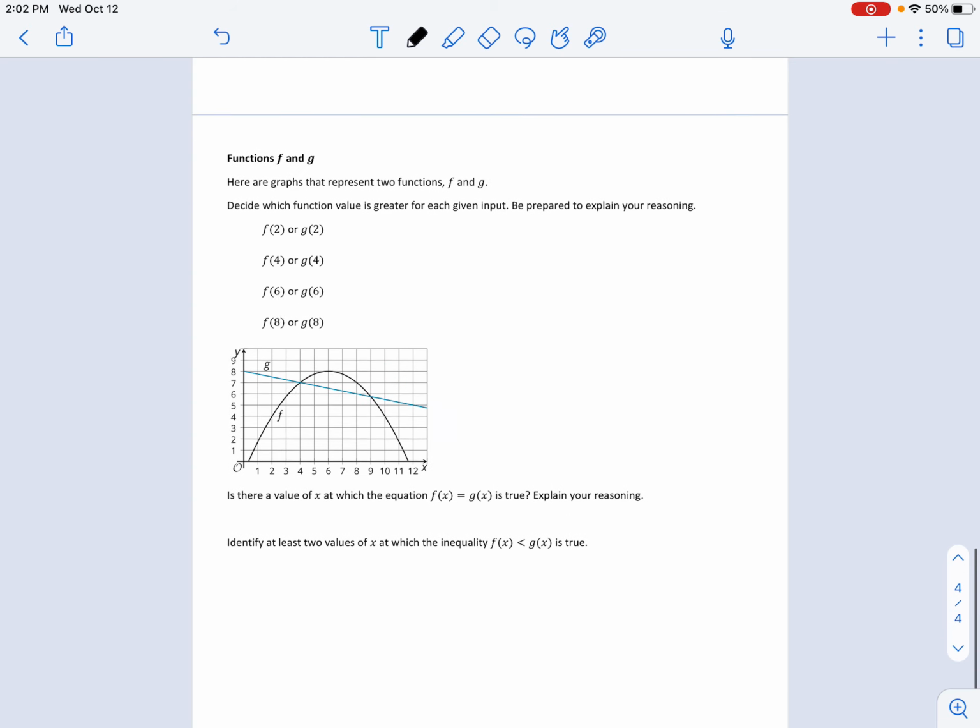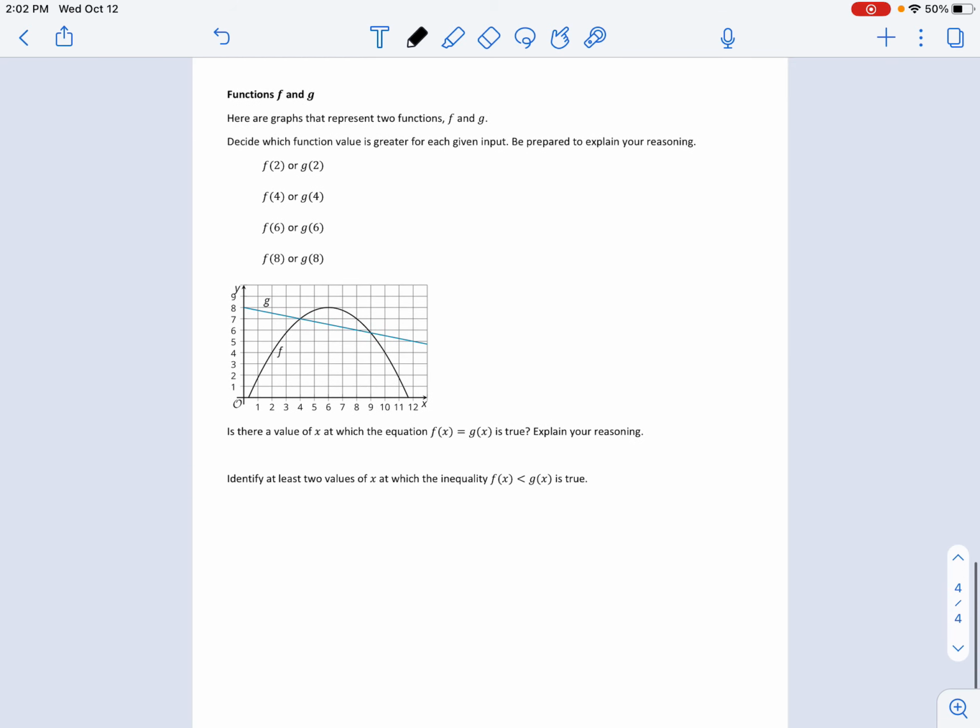Last thing we want to talk about is another graph here where we just have two functions on the same graph. If you want to know these two functions, the blue line, function g, is considered a linear function, and the black line, function f, is considered a quadratic function. And we'll get into that more later. But all we have to do is decide which value in each one of these pairs is greater for the given input.